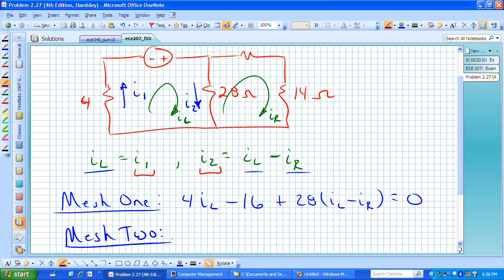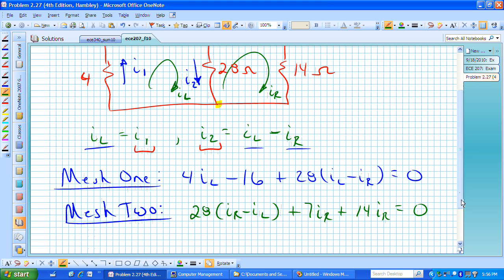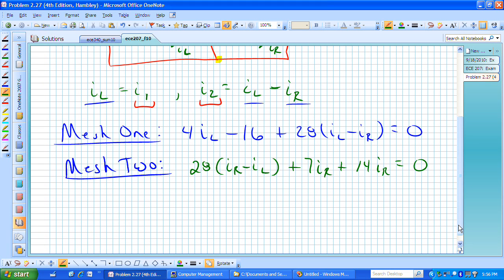Then mesh 2, since we need two equations in the two unknowns, I sub L and I sub R, starting at the lower left-hand corner of mesh 2, for this particular KVL equation we have 28 times I sub R minus I sub L. Our positive voltage drop is then from bottom to top, and we'll experience a current I sub R minus I sub L, plus 7 times I sub R plus 14 I sub R is equal to 0.